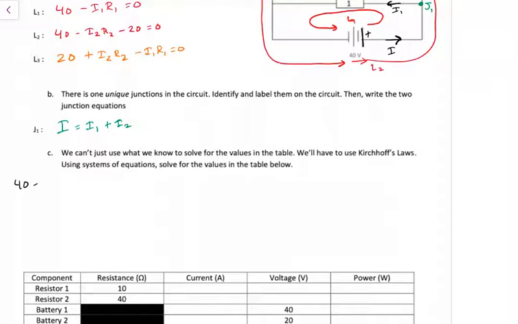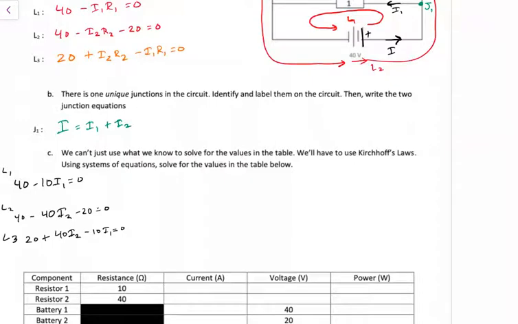Okay, I have 40 minus I1 R1, which is 10 I1, equals 0. That's my loop 1 equation. My loop 2 equation is 40 minus 40 I2, minus 20 equals 0. And then loop 3 is 20 plus 40 I2 minus 10 I1 equals 0. I can also rearrange and set them like 40 is equal to 10 I1, which is our first step.